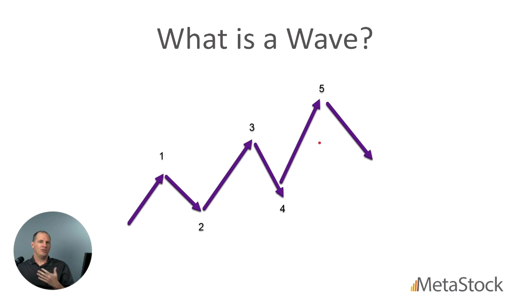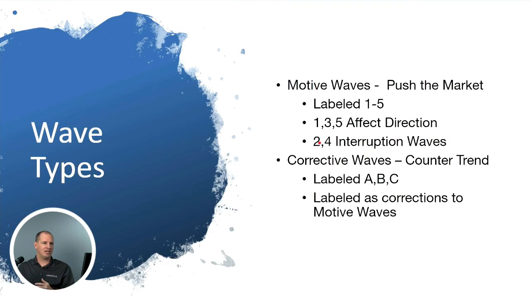So, well, how can you use these in trading? Well, let's talk about it. There's actually 2 different kinds of waves. One is a motive wave, and motive waves are waves that actually push the market. They're directional waves, so they can be bullish or they can be bearish. It doesn't have to be one or the other. They're just pushing the market in a direction. And these are always labeled 1 through 5. So any motive wave will be labeled 1 through 5.